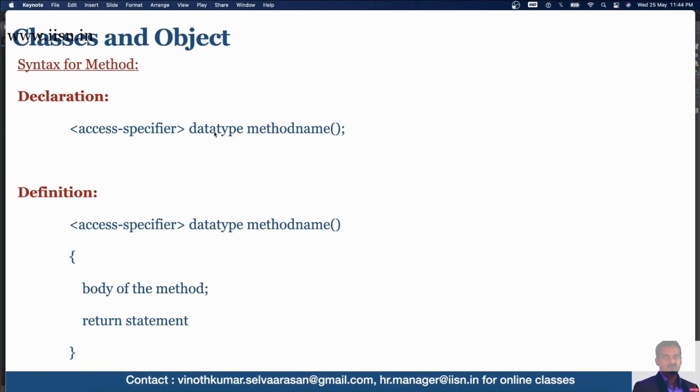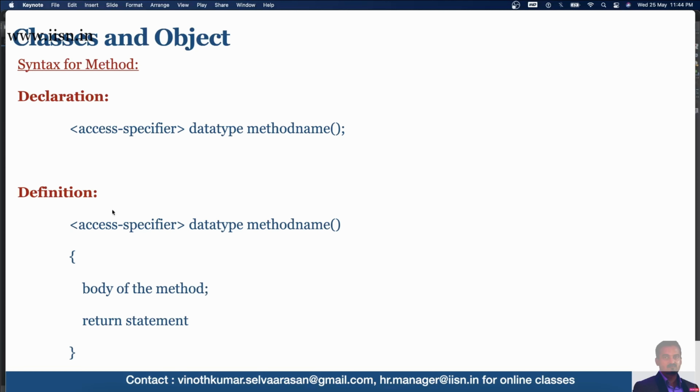The data type may be integer, string, long, float, or anything, based on what the method is going to return. Then we have the method name. The method name is user defined, so you can give any name. So this is the declaration part.